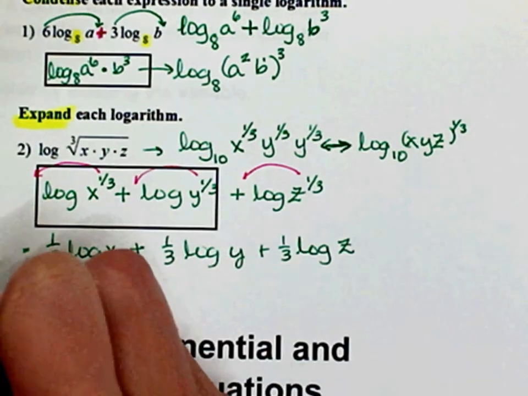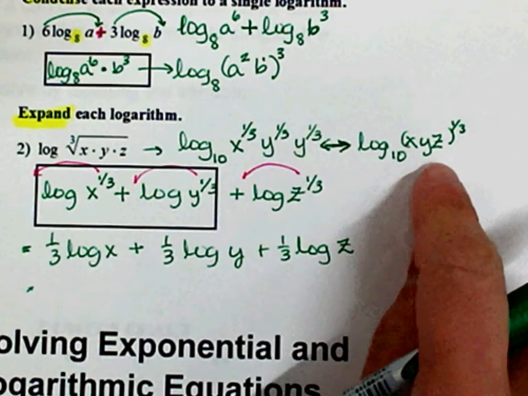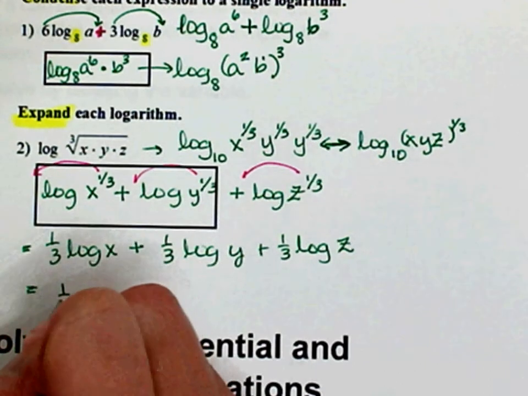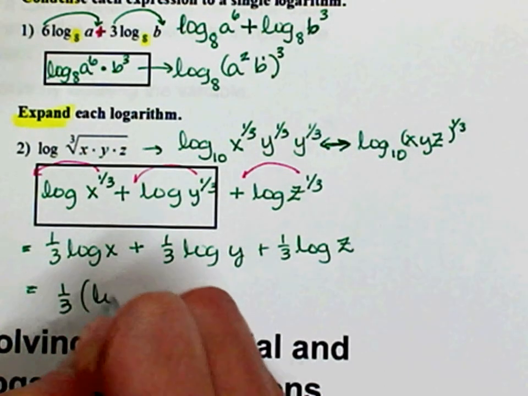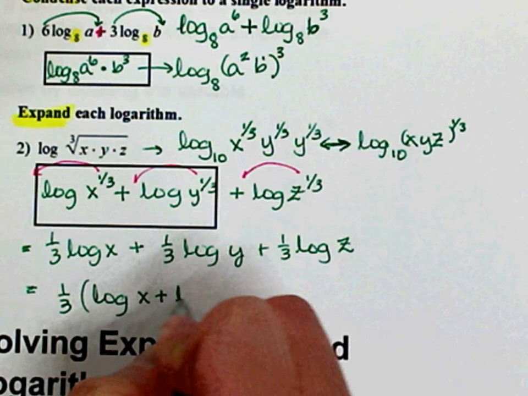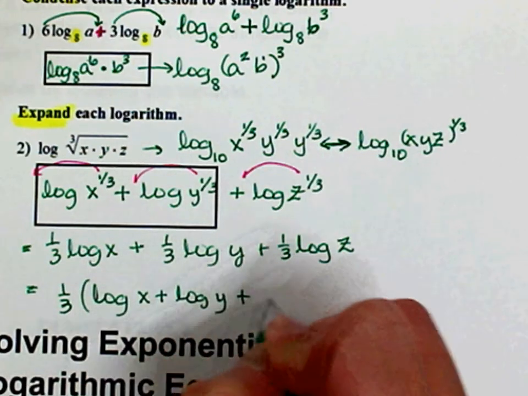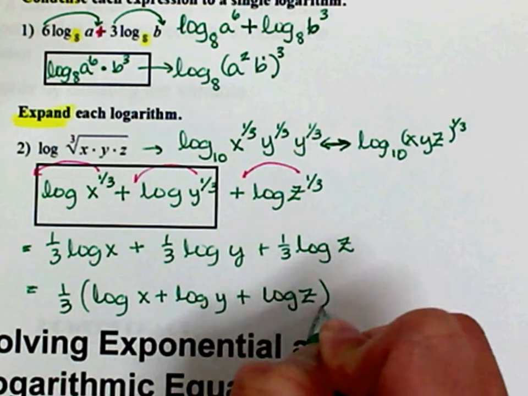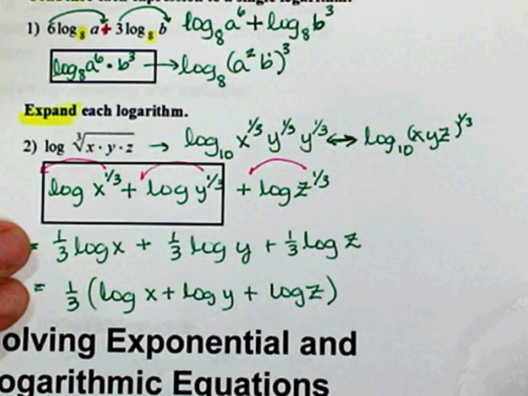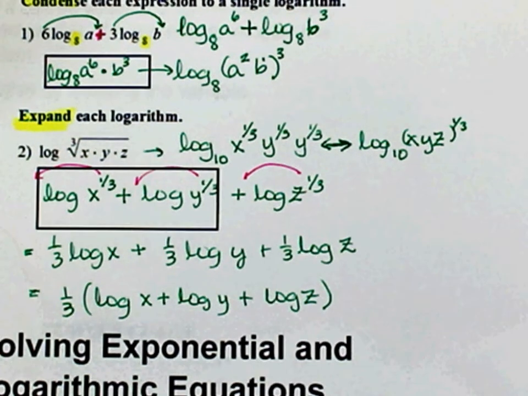You could also, if you had used this one, you can write it like this. 1/3 parentheses log of x plus log of y plus log of z. Both of these are acceptable answers. Either one, okay? All the same. And all I did was factor out 1/3. That is your warm-up for 5.3.